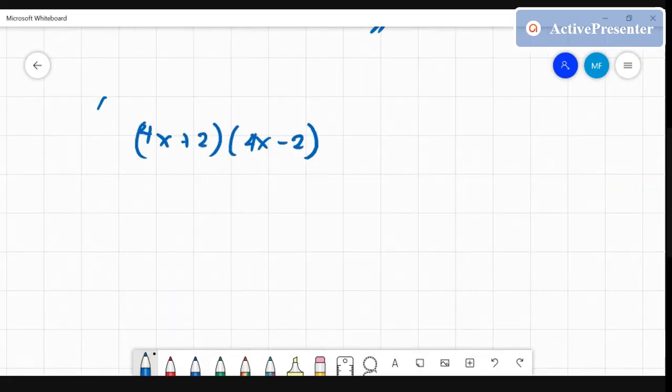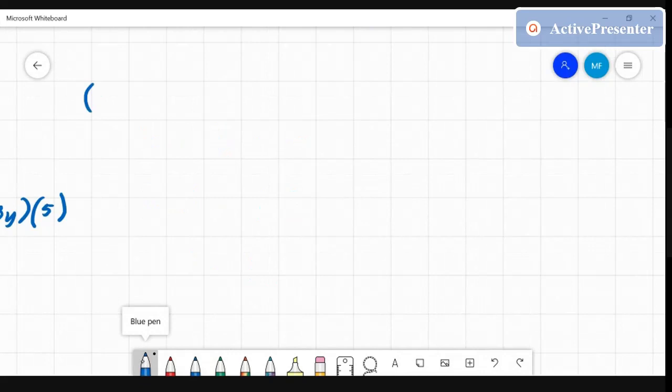So, for number 6, we have the quantity of 4x plus 2 times 4x minus 2. So, square the first term, so 4x squared, then square the second term, so 2 squared. Then have a minus sign between the two squared. Express the 2 squared in simplest form. So we have 4x squared is equal to 16x squared minus 2 squared is 4. Therefore, this will be our final answer.